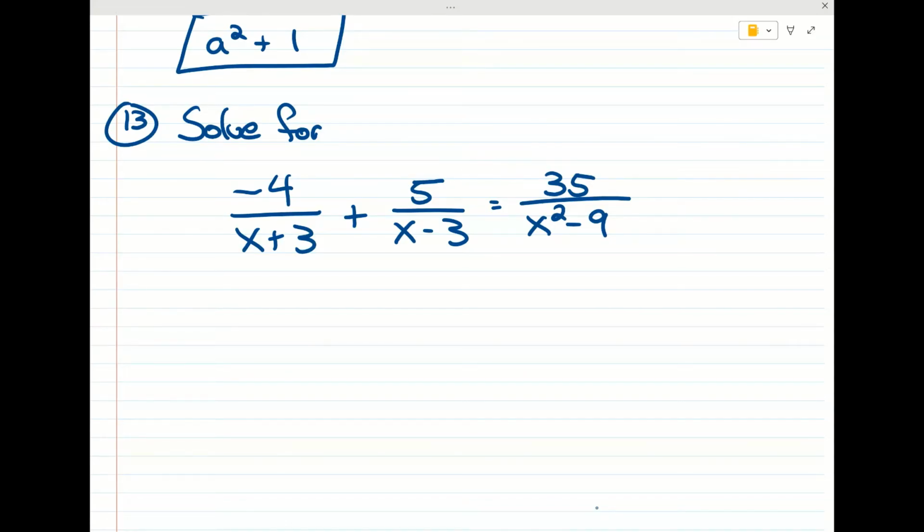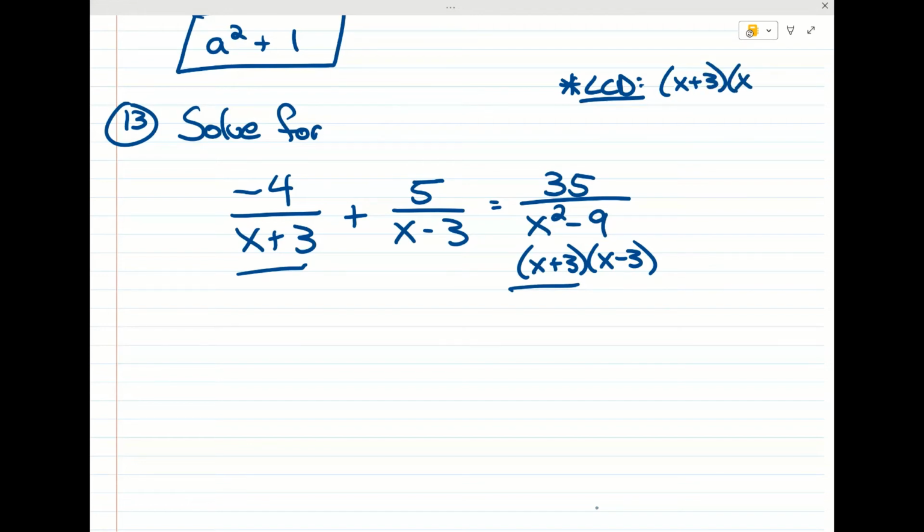In order to do this, we have to figure out what the common denominator would be. So let's go ahead and factor this perfect square, x plus 3 times x minus 3. And then we're going to multiply everything by the least common denominator. The least common denominator definitely needs an x plus 3, and it also needs an x minus 3. So your least common denominator is x plus 3 times x minus 3.